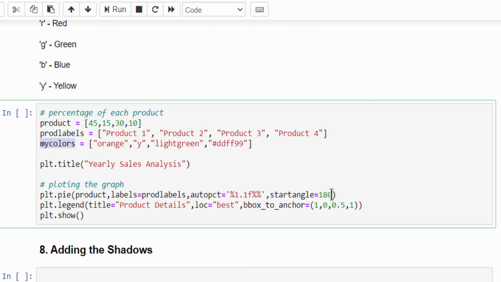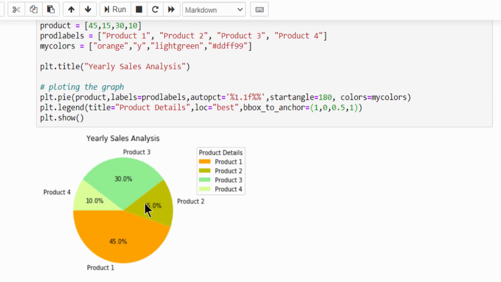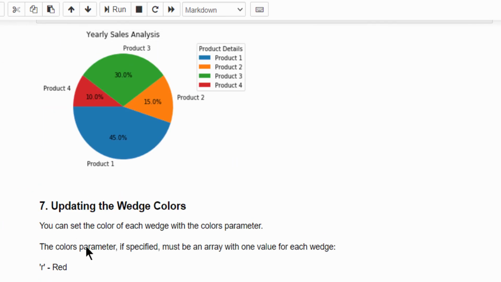Now let's try to add that parameter, colors equal to my colors. Let's execute this. Yes, the color of each product is updated. You can see the difference.